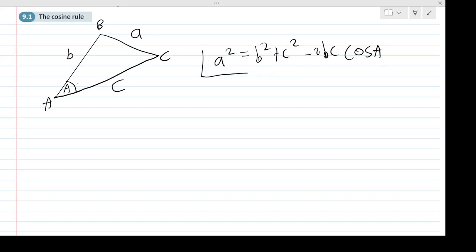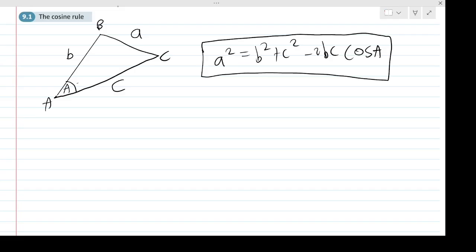Now, you do not get given this in A level. I don't think you should be at GCSE as well, but I think for GCSE with the COVID support, you might be getting the formula, but you do need to know it for A level. It's not in the formula book. But that's the cosine rule.